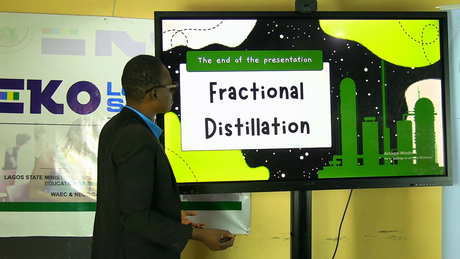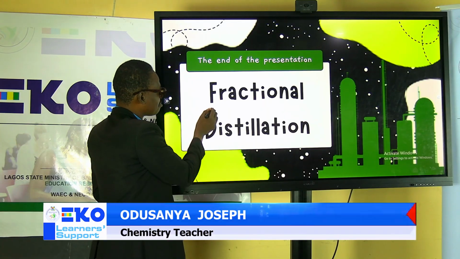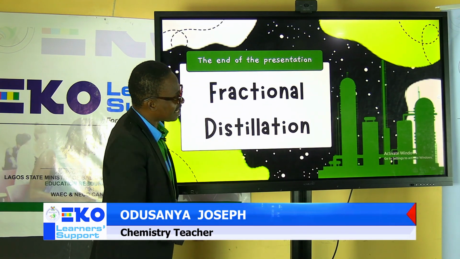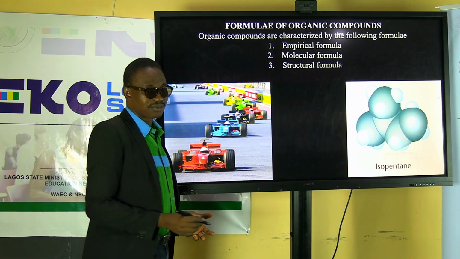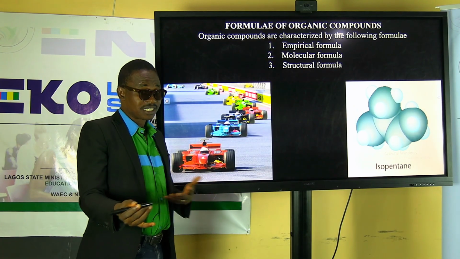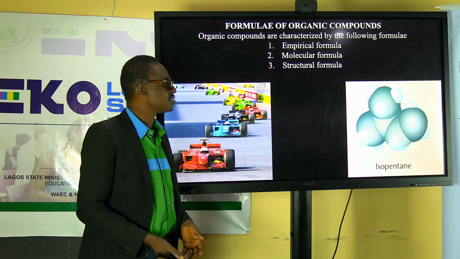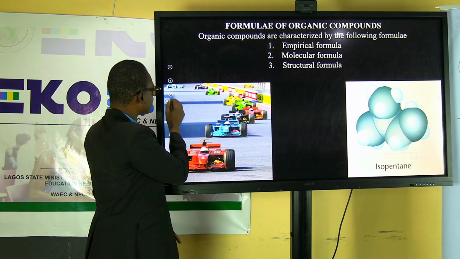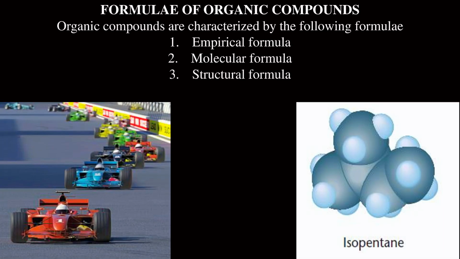So at the end of this presentation, we are still talking about fractional distillation. I just explained it, but after knowing this component, I need to quickly explain something so we can move as far as possible to get what we want done before the next class. This will be so essential in your next class. So we just want to explain the formula of organic compounds. You are familiar with it?